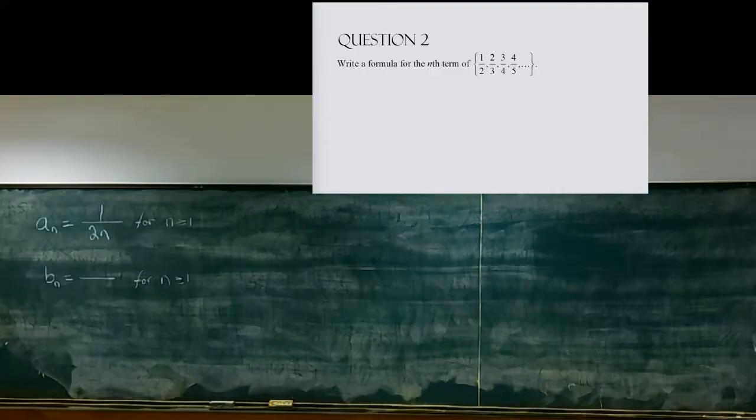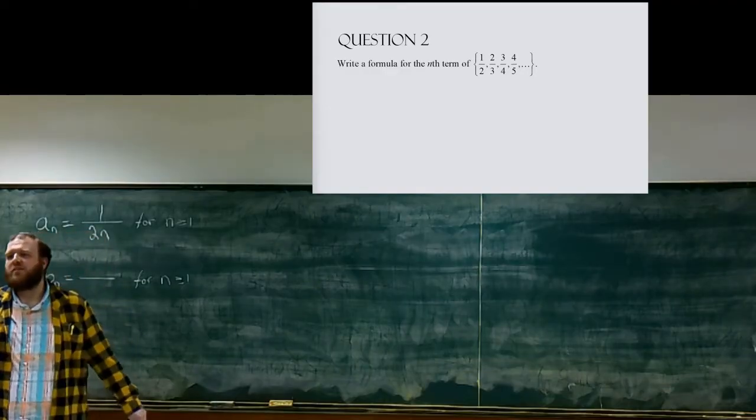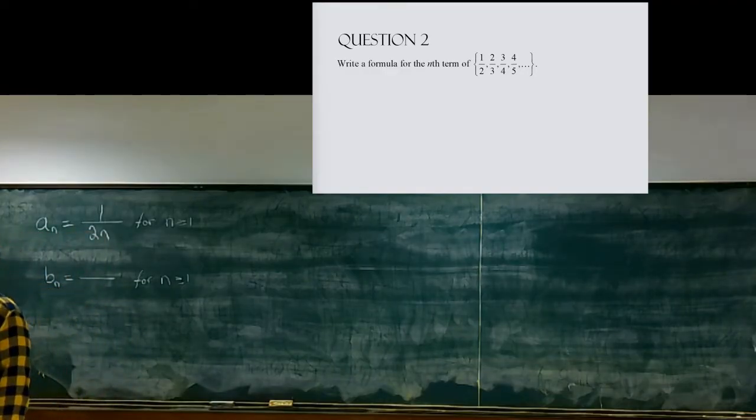So look at the numerators first. Numerator of the first term is 1, right? So numerator of the second term is 2. Numerator of the third is 3, right? So the numerator of the nth term would be n. What about the denominator? n plus 1. And there's your formula.